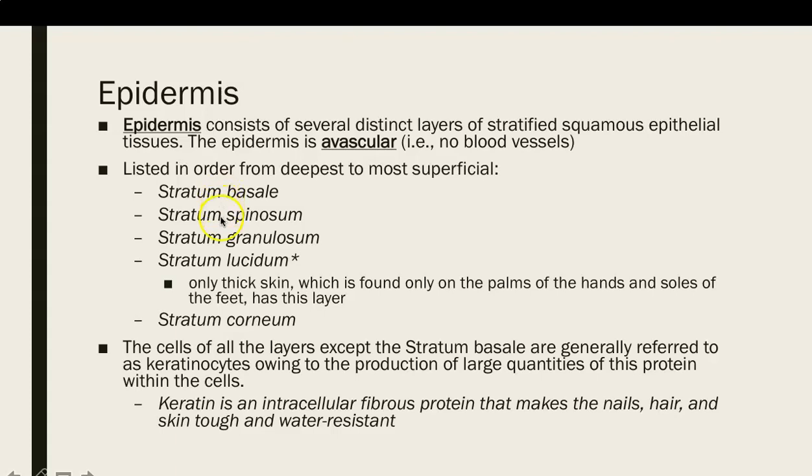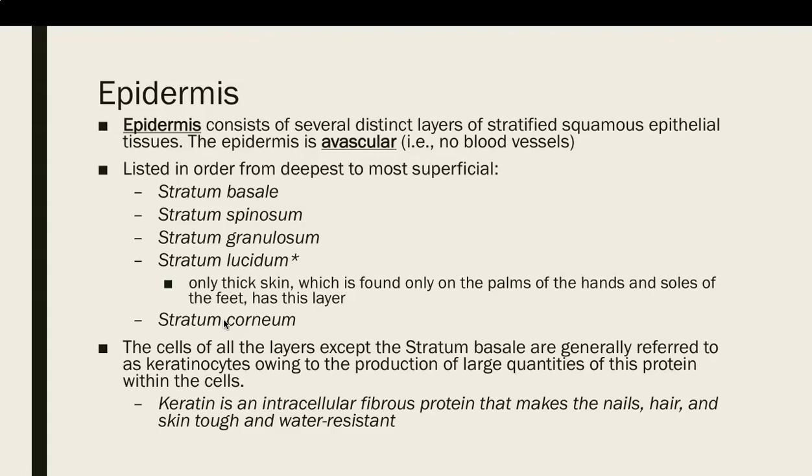After that, the next layer up towards the surface is the stratum spinosum. After that, the stratum granulosum. Skin may or may not have the stratum lucidum. If it's thick skin, it will have it, and you only find thick skin on the palms of the hand and the soles of the feet. If that's where you're looking, you will find the stratum lucidum. If you're looking anywhere else on your skin, it will lack this layer. I'll talk more about that in a minute. And then finally, the outermost layer is the stratum corneum.